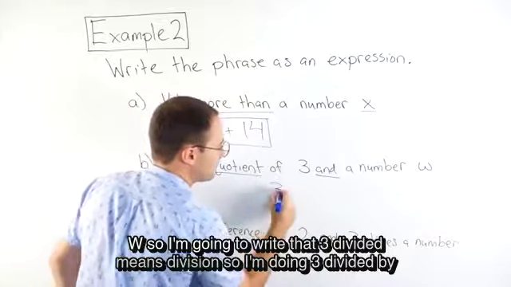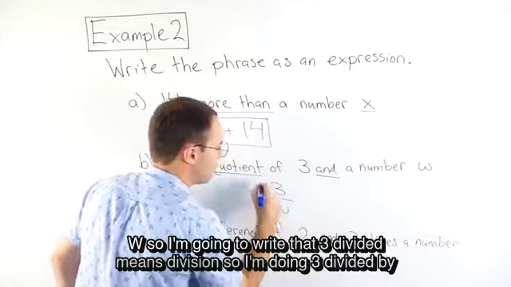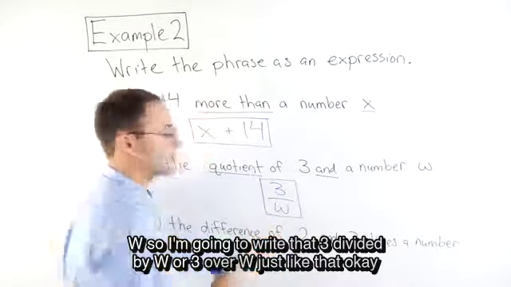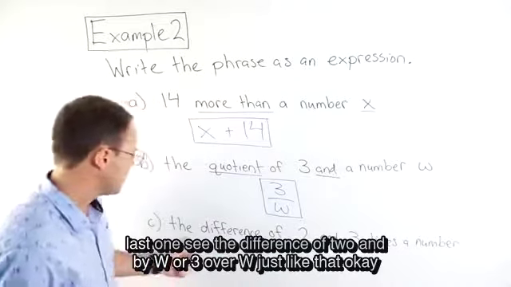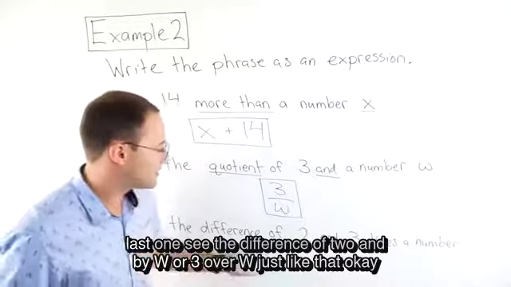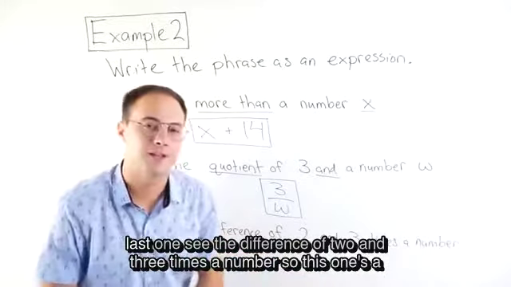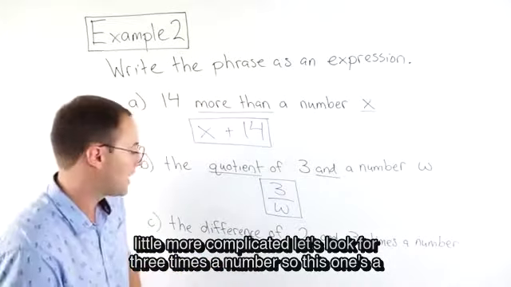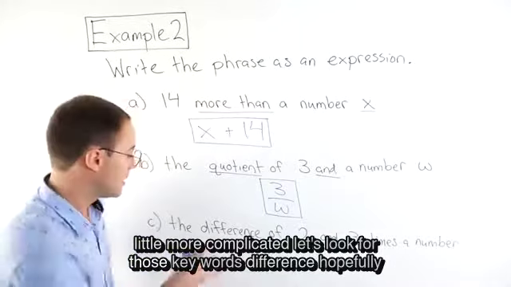So I'm going to write that 3 divided by w, or 3 over w, just like that. Okay? Last one, C. The difference of 2 and 3 times a number. So this one's a little more complicated. Let's look for those key words.